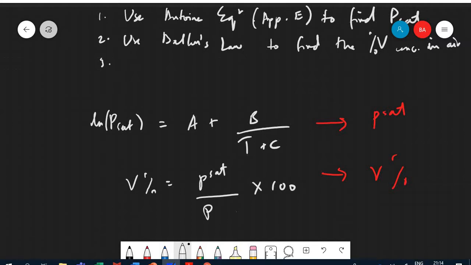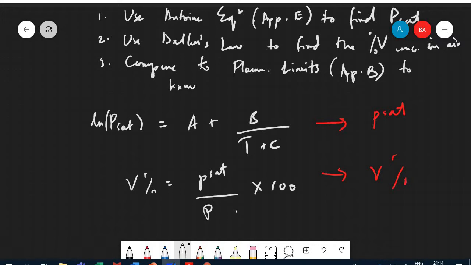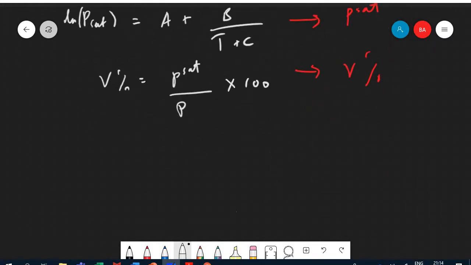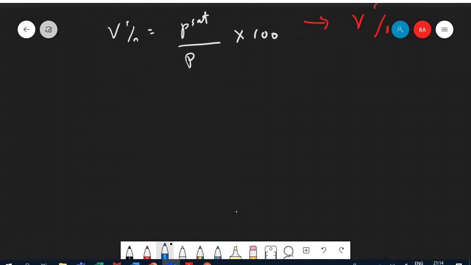Now for number 3, to know if it is flammable or not, we are going to compare with the flammability limits. Where can we find these? We find them in appendix B. Why do we do this? To find out if it is flammable or not. So this is what we are trying to do. These are the 3 steps, and now let's apply the steps here.